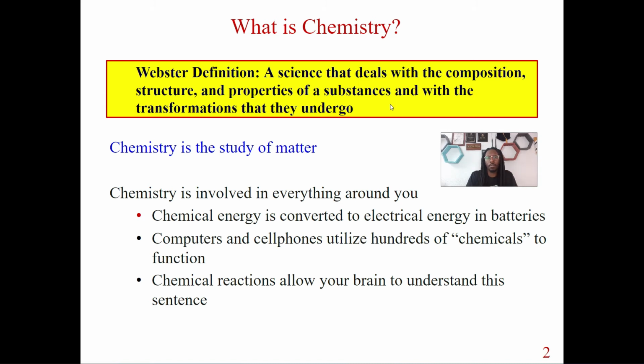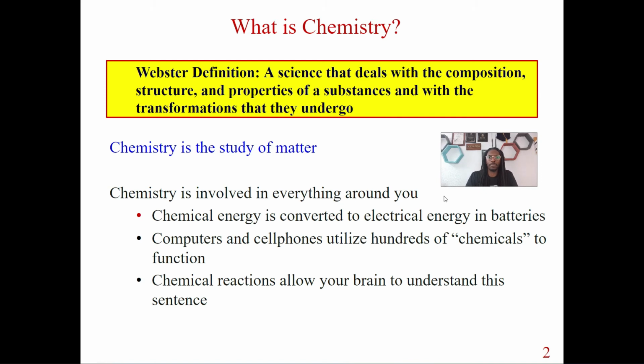But a simple definition that I like to consider is that chemistry is basically the study of matter. We're going to talk about what matter is in a little bit, but the study of matter is a very simple definition that we can remember going forward. Say with me, everybody, it's a study of matter. It's a study of matter.